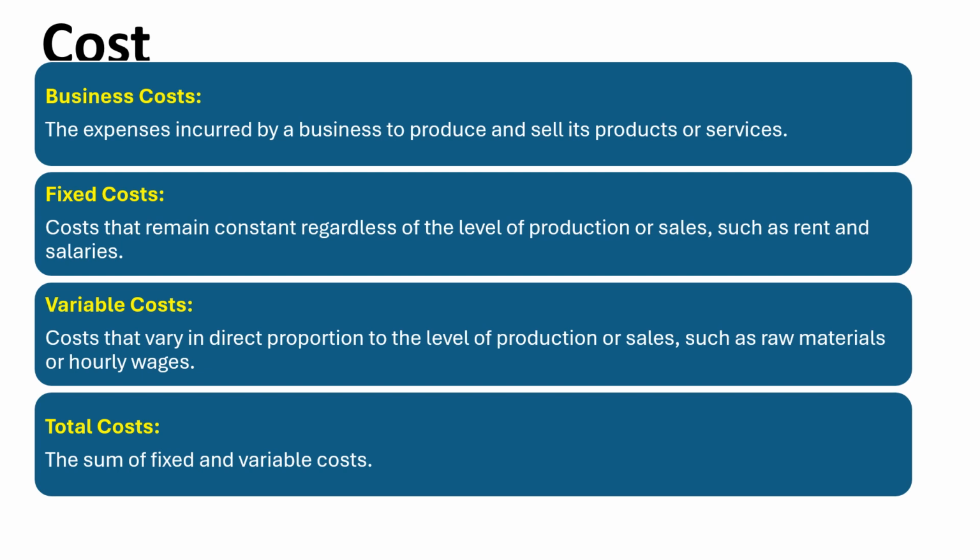Fixed costs are costs that remain constant, regardless of the level of production or sales, such as rent and salaries. So this cost remains the same, regardless of how much you actually make. Variable costs are costs that vary in direct proportion to the level of production or sales, such as raw materials or hourly wages. So if you increase production, if you get more money, you might have to increase wages. Total costs is the sum of fixed and variable costs.